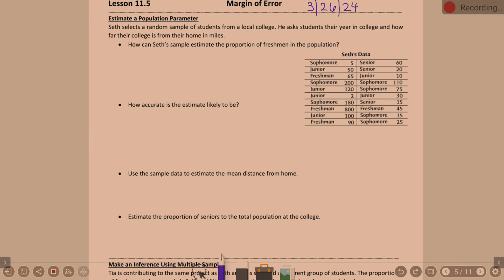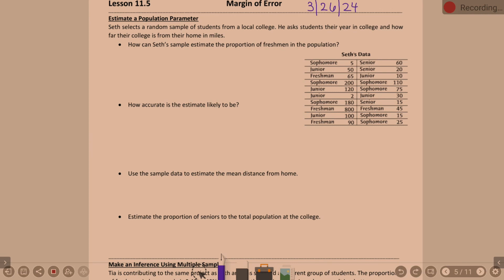We'll get to specifically margin of error later on in the lesson, but right now we're going to first talk about some of our population parameters. In this situation, we're going to talk about estimating a population parameter. So if you're given some survey results, how can you estimate the results? In this first example, Seth selects a random sample of students from a local college.